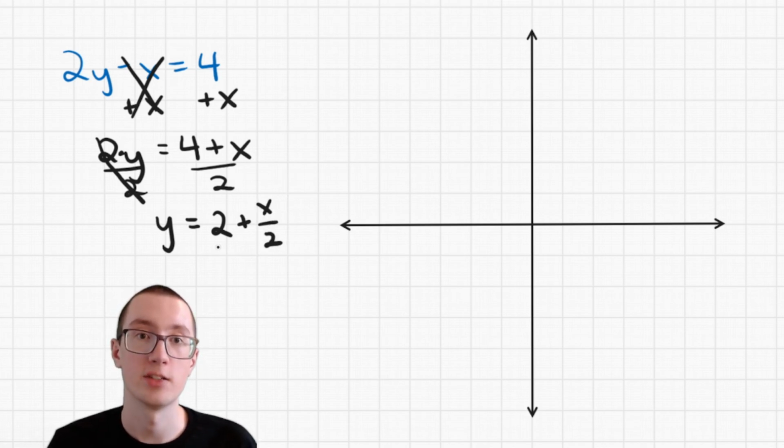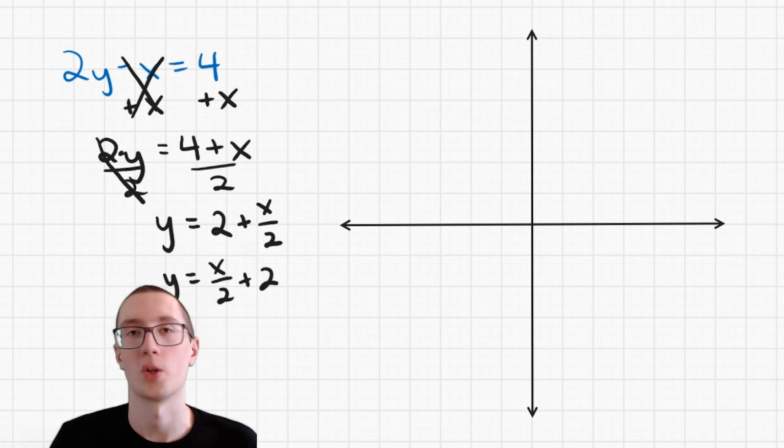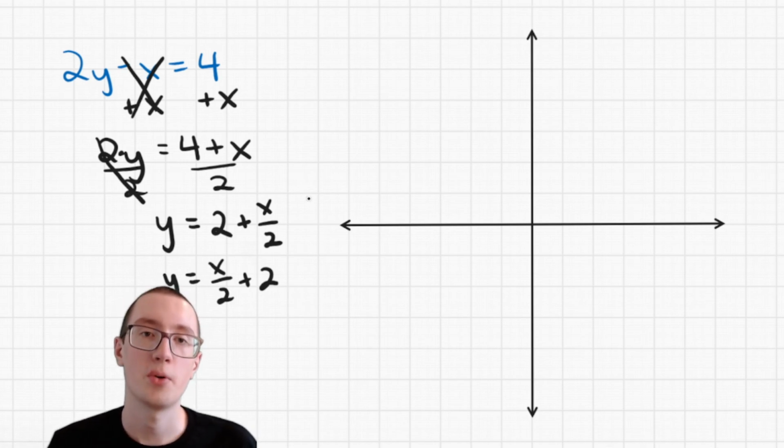Now, this actually is y equals mx plus b, but you see the x is actually on the right side. So what we can do is just go ahead and flip these around. So x over 2 plus 2. That's fine. We can do that. And then that'll look more like y equals mx plus b. So let's go ahead and put our y-intercept down, which is plus 2. So we will go up 2 from the middle and put our dot there.